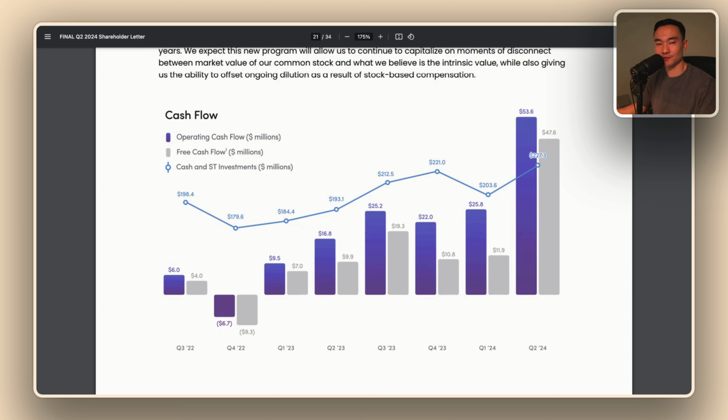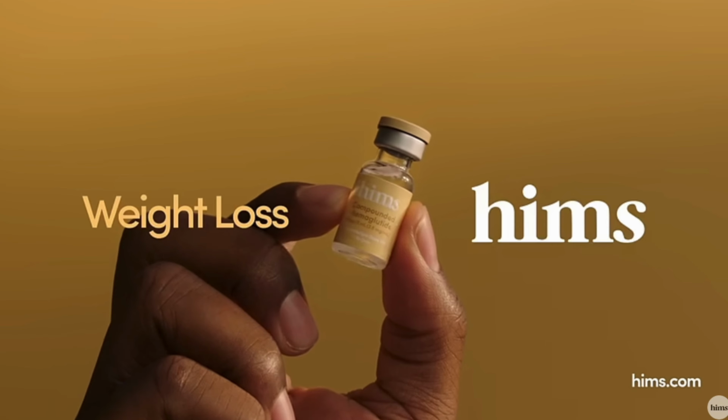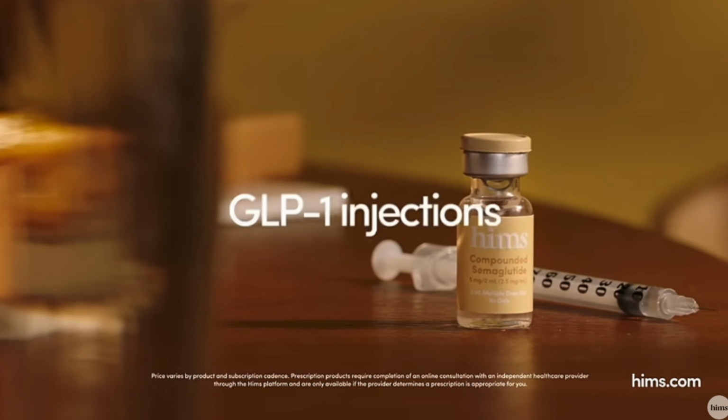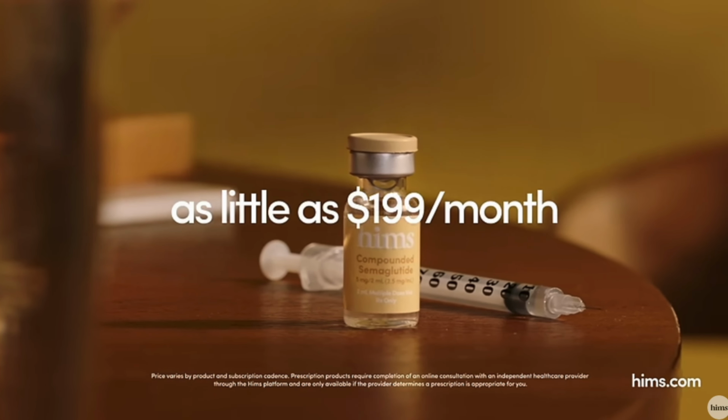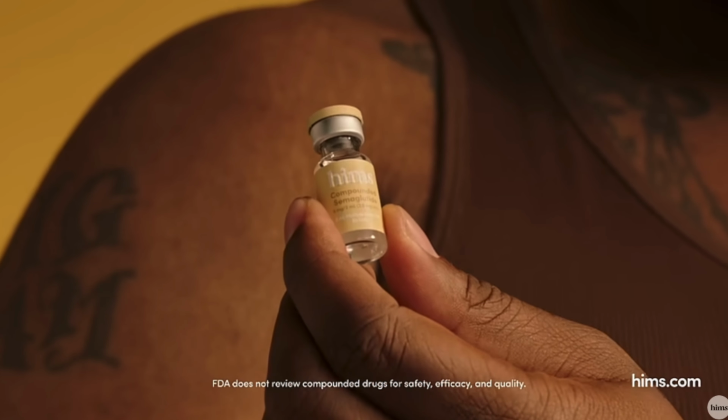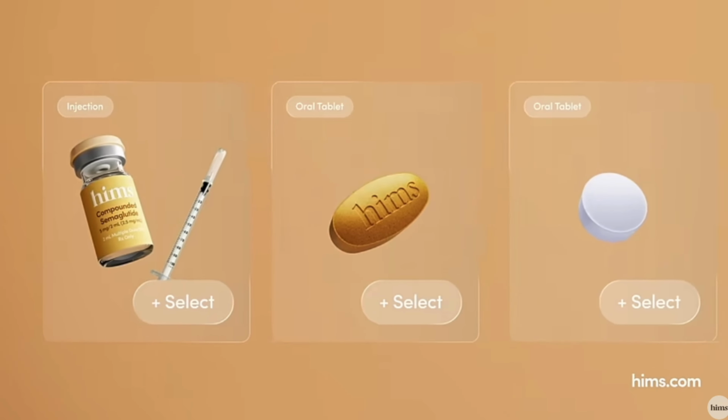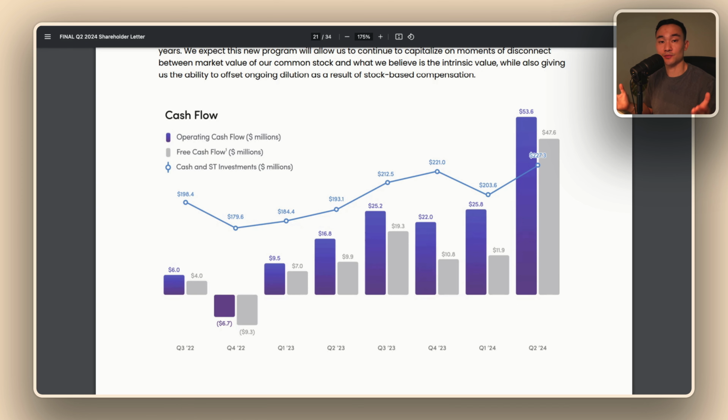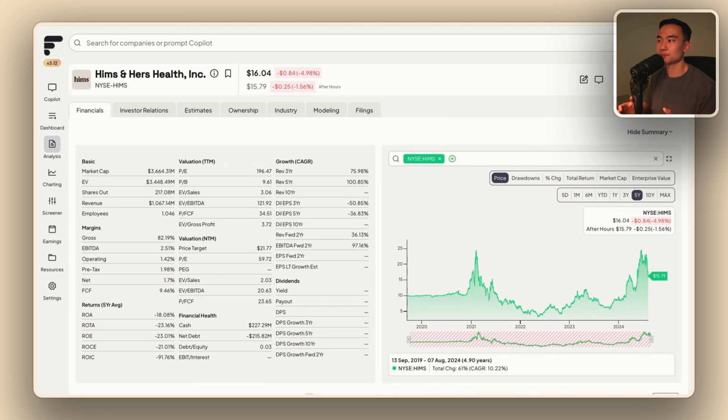This is despite investing heavily into its weight loss offering with minimal contribution from GLP-1 since it's still a small part of the overall business. So just imagine what its free cash flow profile will look like once its weight loss offering scales further. So overall, HIMS had a spectacular quarter.